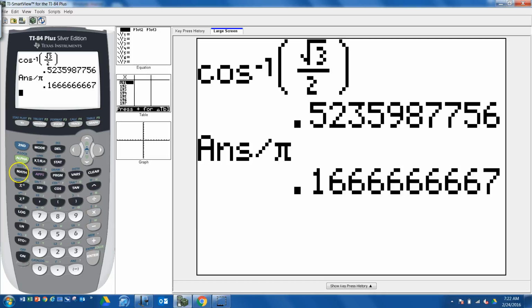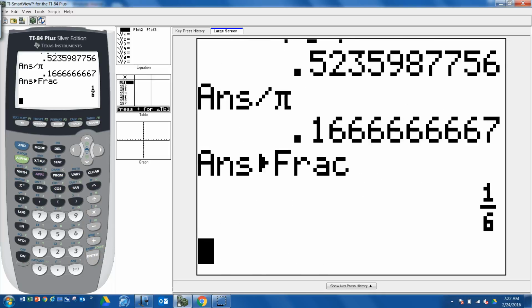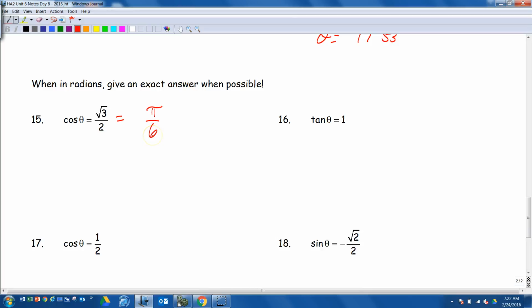And sure enough, if you math frac that, you get 1/6. So that means my answer is actually pi over 6. I just divided the pi out to see what the fraction part was. So sure enough, this was pi over 6. So you can try that for these three as well. It's just tan inverse of 1. And when you divide by pi, you get 1/4. So this should be pi over 4.